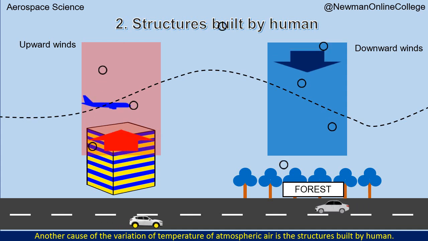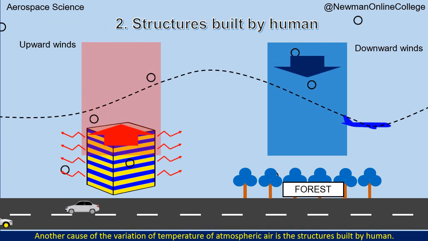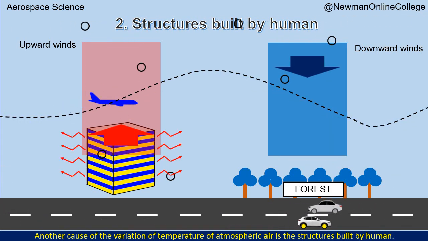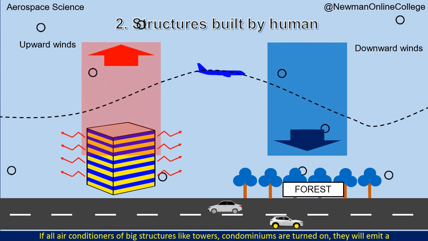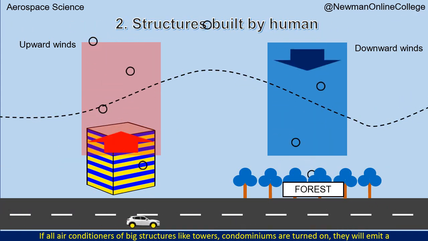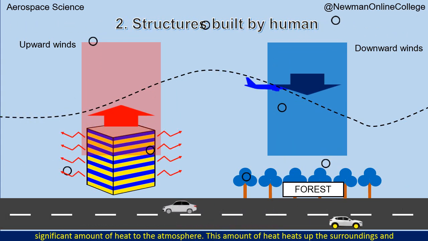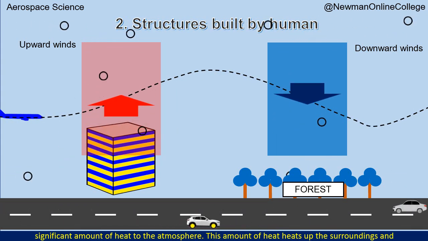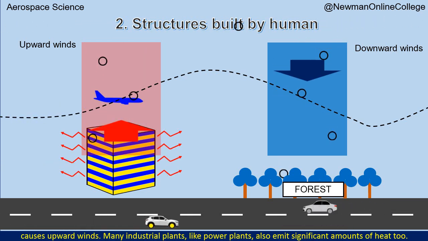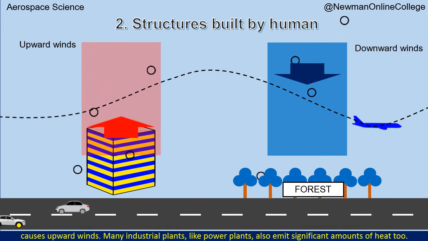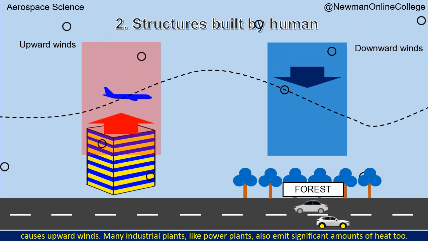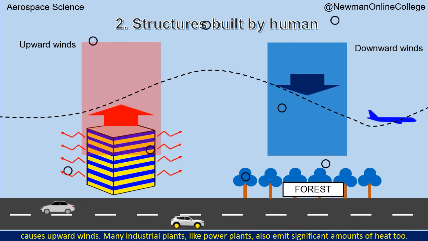2. Structures built by humans. Another cause of the variation of temperature of atmospheric air is the structures built by humans. If all air conditioners of big structures like towers and condominiums are turned on, they will emit a significant amount of heat to the atmosphere. This amount of heat heats up the surroundings and causes upward winds. Many industrial plants, like power plants, also emit significant amounts of heat too.